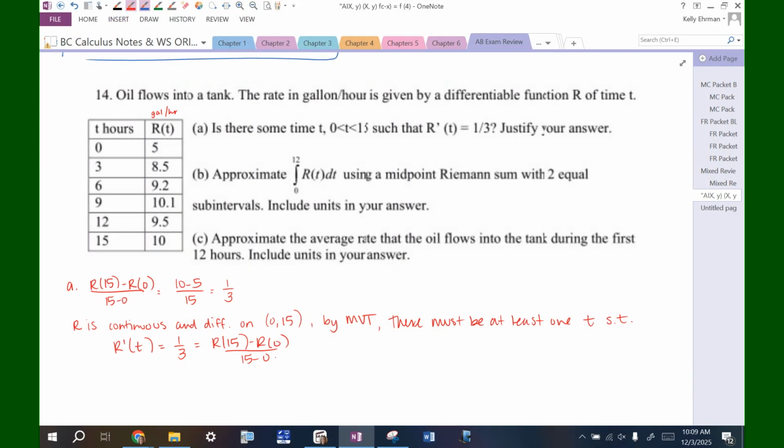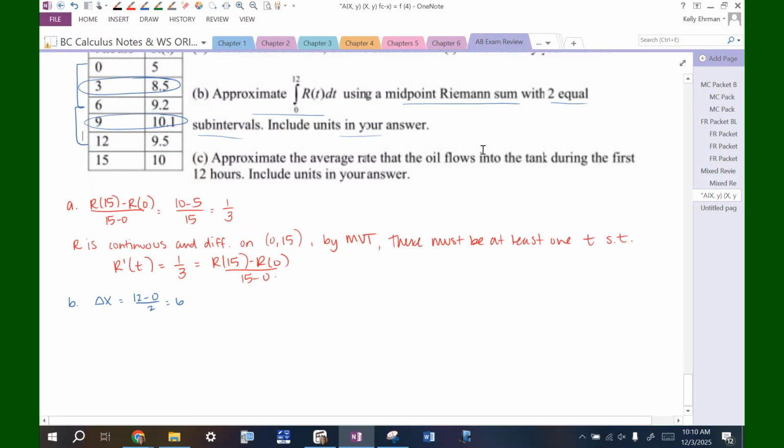All right. Approximate this integral using a midpoint Riemann sum with 2 equal subintervals. Oh, that's weird. Include units in your answer. 2 equal subintervals. So delta x, we're going from 0 to 12, not 0 to 15. So delta x is 12 minus 0 over 2. So delta x of 6. So 0 to 6, 6 to 12. The midpoint you're going to use is the 3 and the 9. And it's a midpoint Riemann sum.